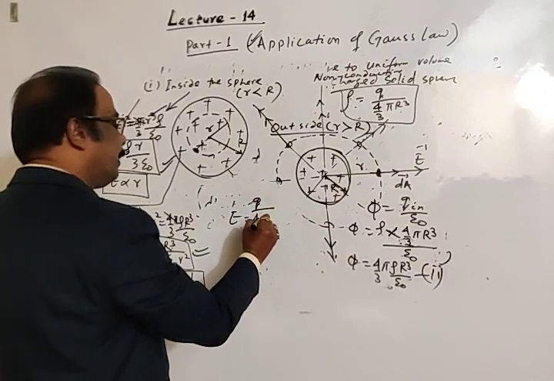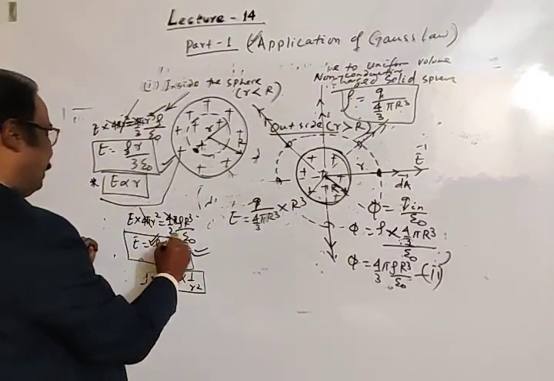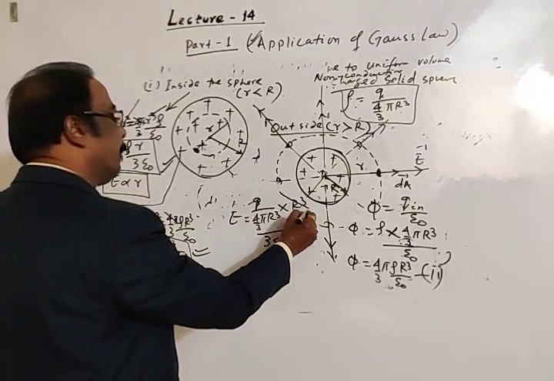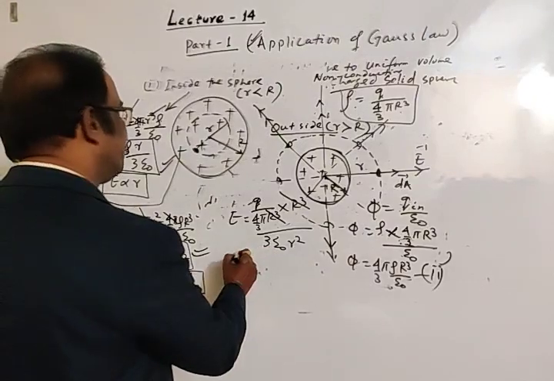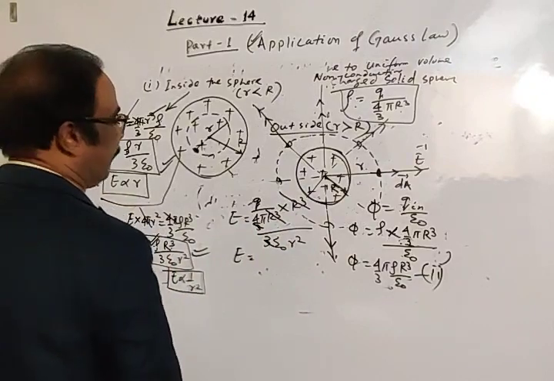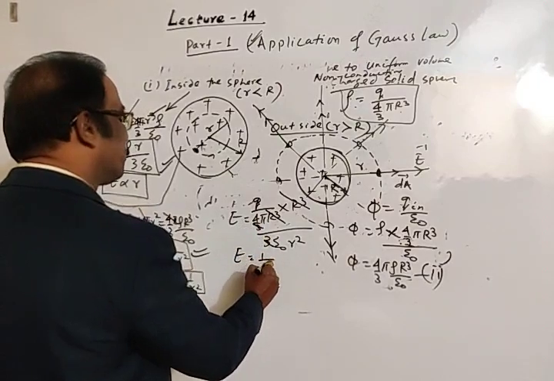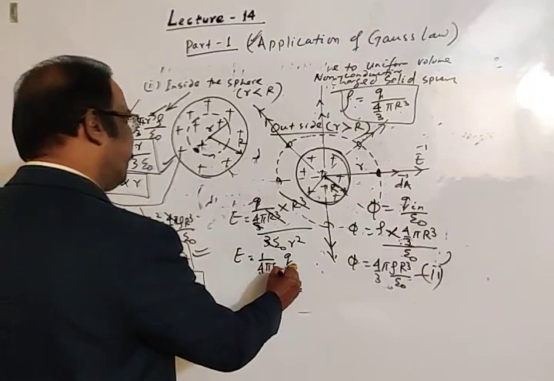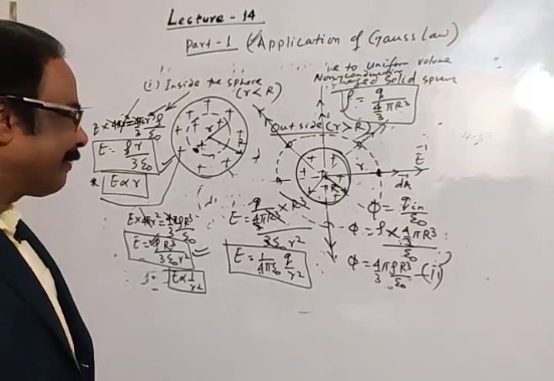Then again, the electric field is volume charge density into r cube, where the volume charge density is q divided by 4 by 3 pi R cube, into R cube, divided by 3 epsilon naught r square. R cube gets cancelled, 3 gets cancelled. Then this equals 1 by 4 pi epsilon naught q by r square. Again it appears as that of the electric field due to a point charge.